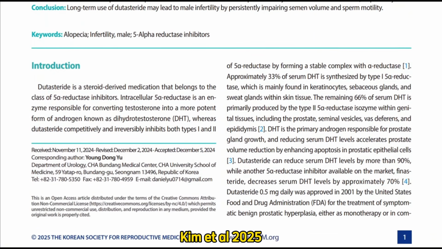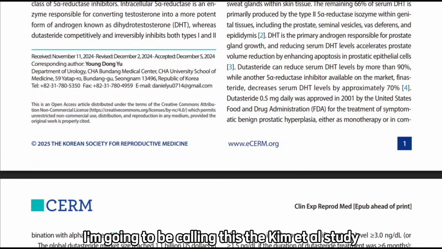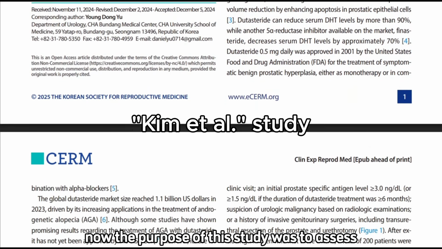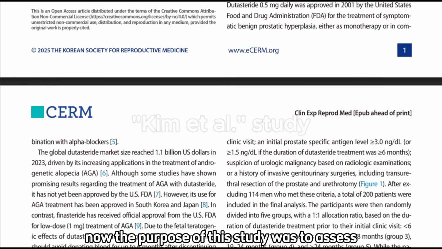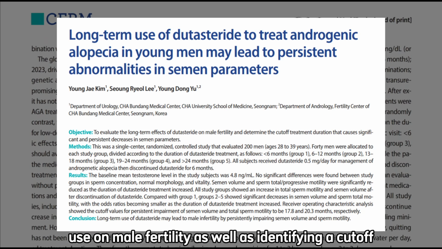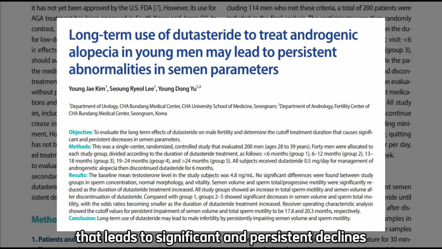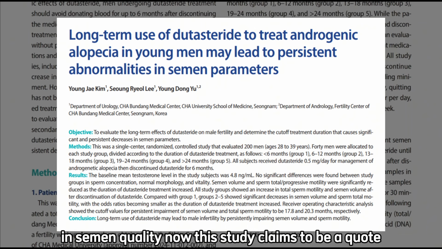Kim et al., 2025. But for the purpose of this video, I'm going to be calling this the Kim et al. study. Now, the purpose of this study was to assess the impact of long-term dutasteride use on male fertility, as well as identifying a cutoff treatment duration that leads to significant and persistent declines in semen quality.